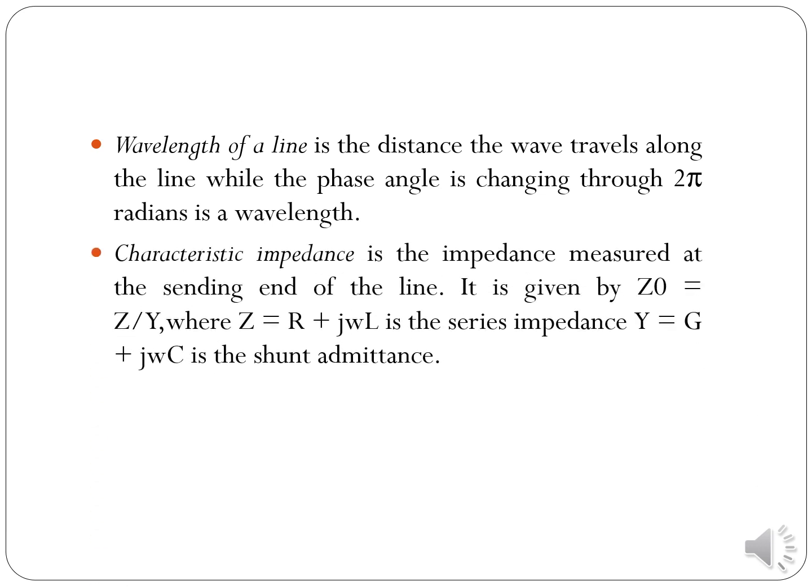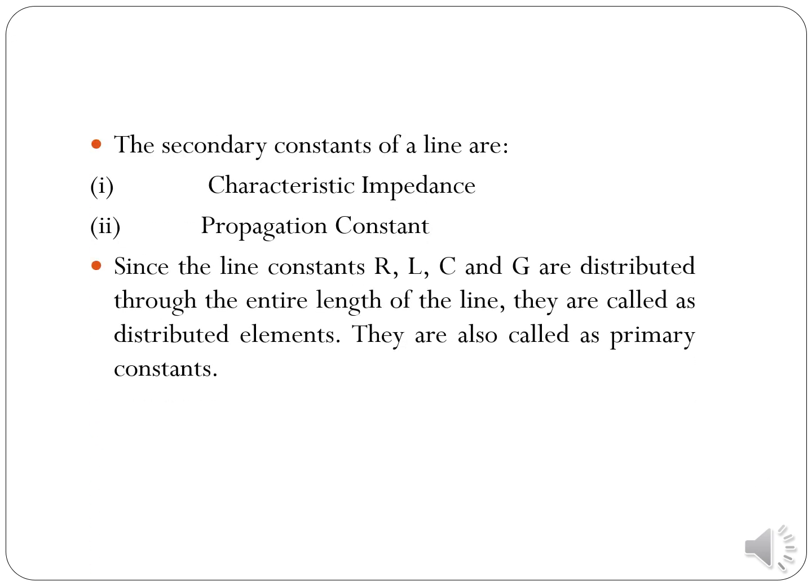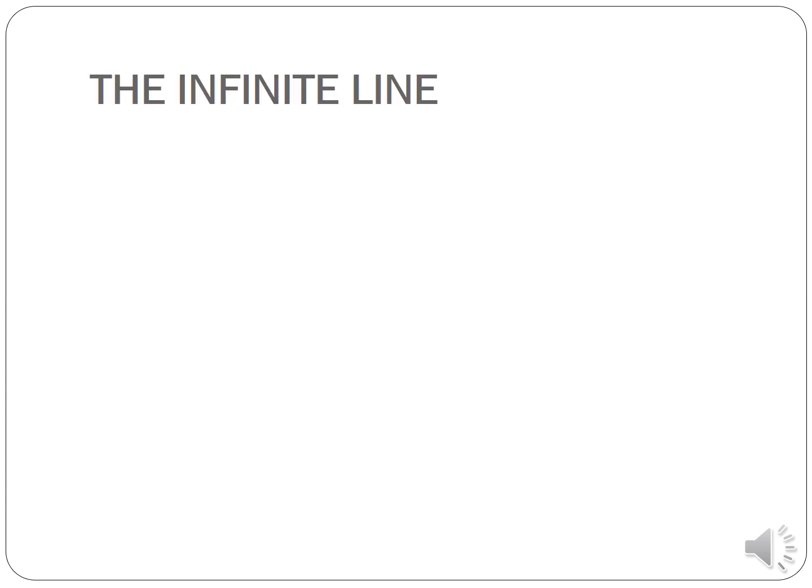Characteristic impedance is the impedance measured at the sending end of the line. Z0 is equal to square root of Z by Y, where Z is equal to R plus j omega L, the series impedance, and Y is equal to G plus j omega C, the shunt admittance. Secondary constants are characteristic impedance and propagation constant. R, L, C, G are distributed constants and they are the primary constants.